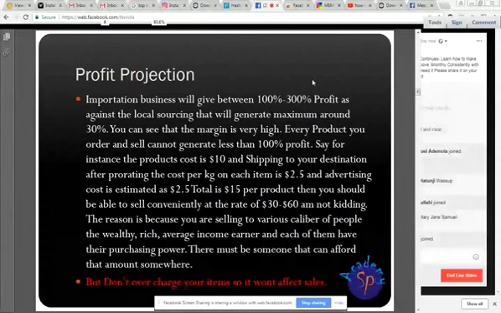Say, for instance, the product cost is $10, and shipping to your destination after prorating the cost per kg on each item is $2.5, and advertisement cost is around $2.5. The total will be $15 per product. Then you should be able to sell conveniently at the rate of $30 to $60.